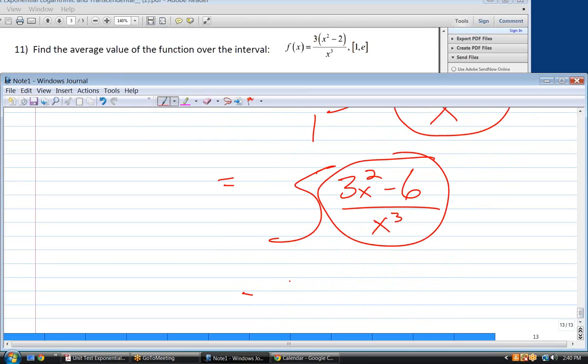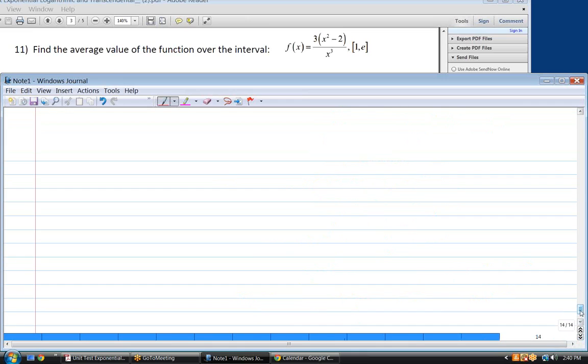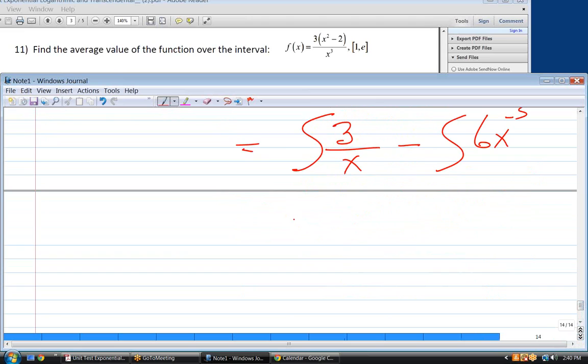We have 3x squared over x to the third, and then minus 6 over x to the third, which is 6x to the minus 3. And so what is the integral of the first part? Natural log of 3, natural log of x. Which is natural log, yeah, we'll write it like that, because maybe they'll have it natural log of x cubed, same thing. And that other one, we add 1, so that's negative 2. Negative 3x to the negative 2.